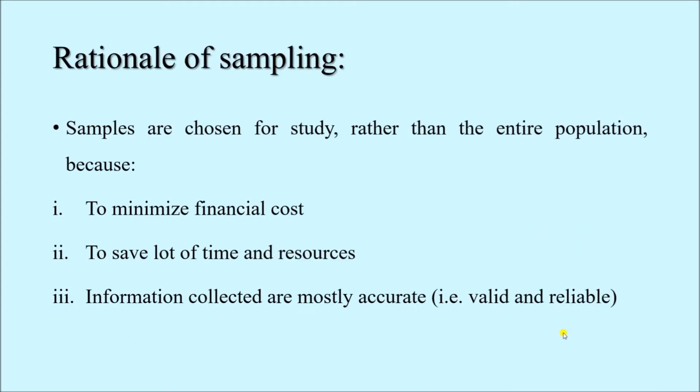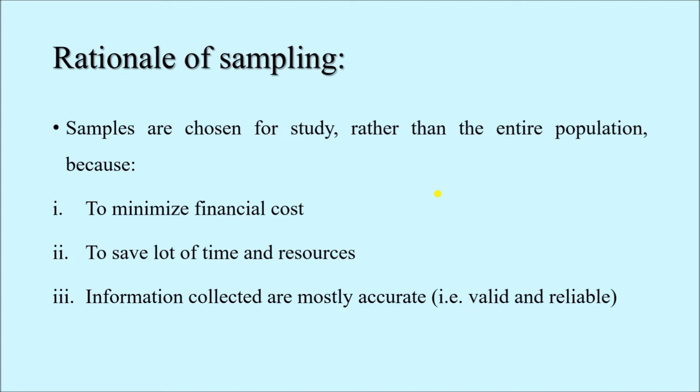Now, what is the rationale of sampling? Samples are chosen for study rather than the entire population because, sometimes we can select the entire population if it is possible, but it is always better to go for samples. Why? Because number one, to minimize financial cost. If I have to select the entire population, that will need a lot of financial resources. That means a lot of money, right?